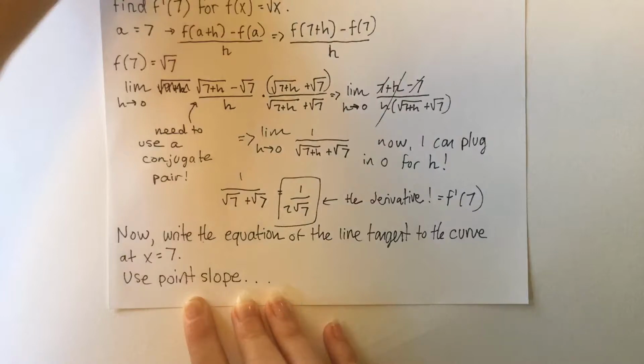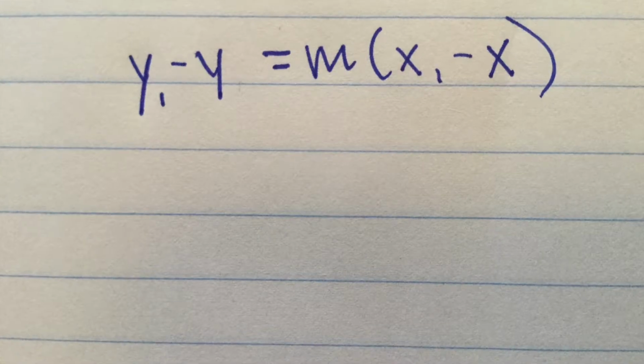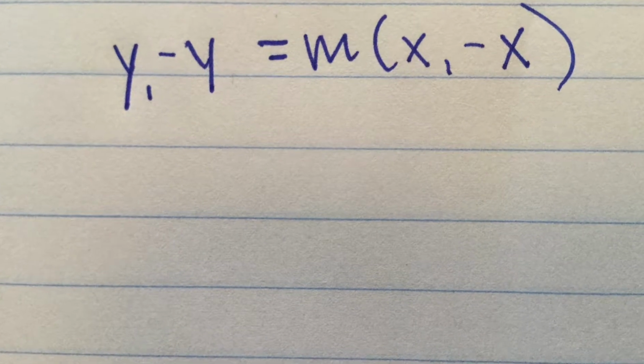The next part of this question is to write the equation of the line tangent to the curve at x equals 7, or basically it wants you to write the equation of the tangent line. It's basically like writing the equation of any line. We're going to use the point slope formula, which hopefully you know, but if you don't, it's y1 minus y equals m times x1 minus x.